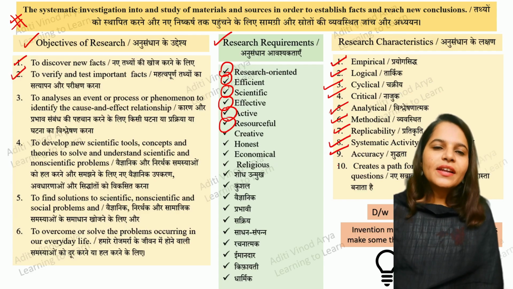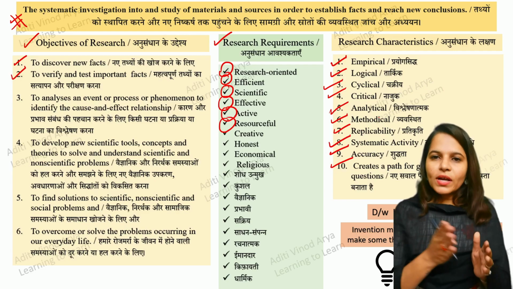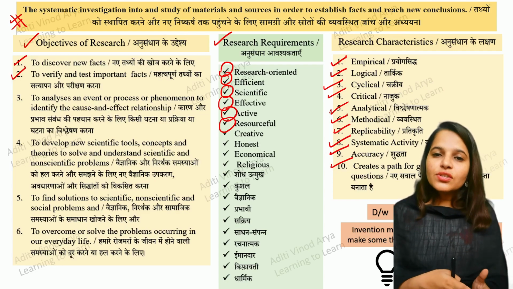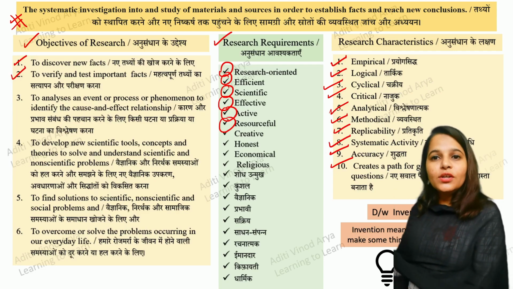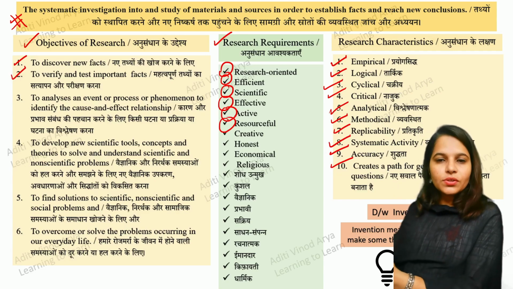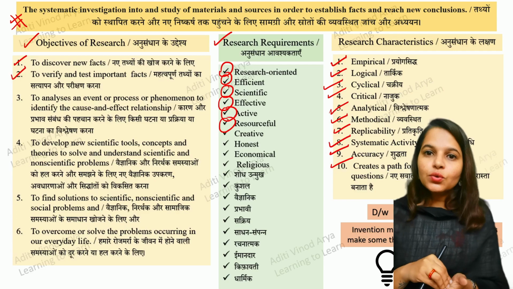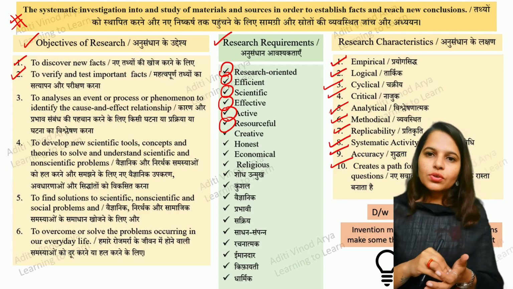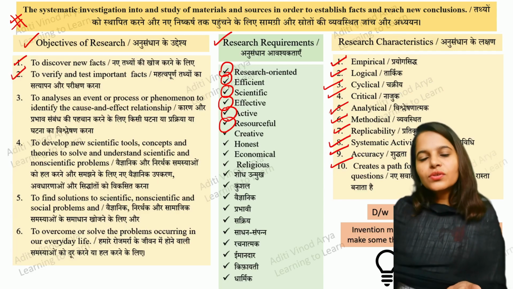The last one is creates a path of generating new questions or generating new research. So once you have done research, that research would lead to next 10 questions. That 10 questions will lead to 10 research, and those 10 research will lead to further questions. So always remember that one research would lead to another research. One research would lead to another findings, another questions. So this is how research goes on.